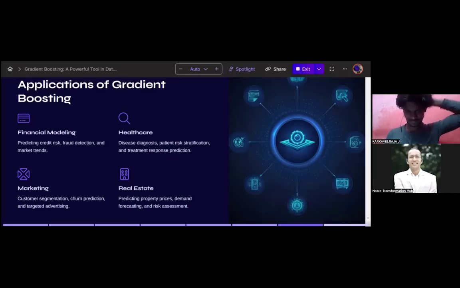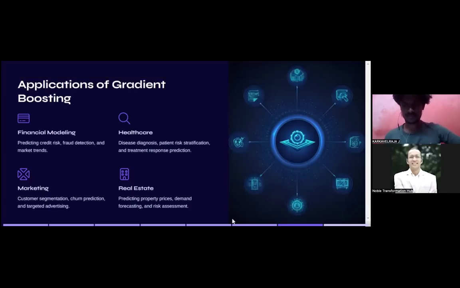Healthcare: disease diagnosis, patient risk, and treatment response prediction. In marketing: customer segmentation, churn prediction, targeted advertisement, like a targeted audience as per your products and services. Then real estate: predicting property prices, demand forecasting, risk assessment, and n number of applications where gradient boosting can be applied under these scenarios. It can be used across a number of industries. Wherever we have these scenarios, we'll be able to apply it. Let's move to the other section.